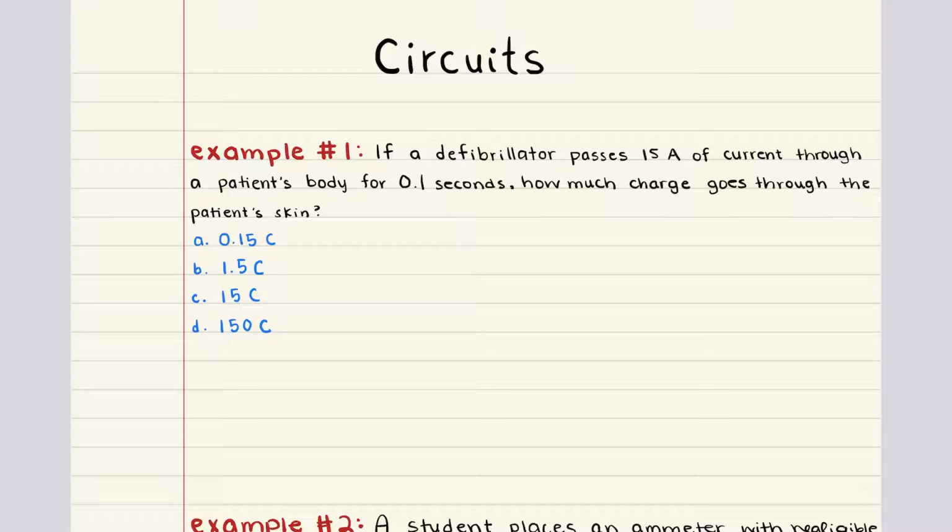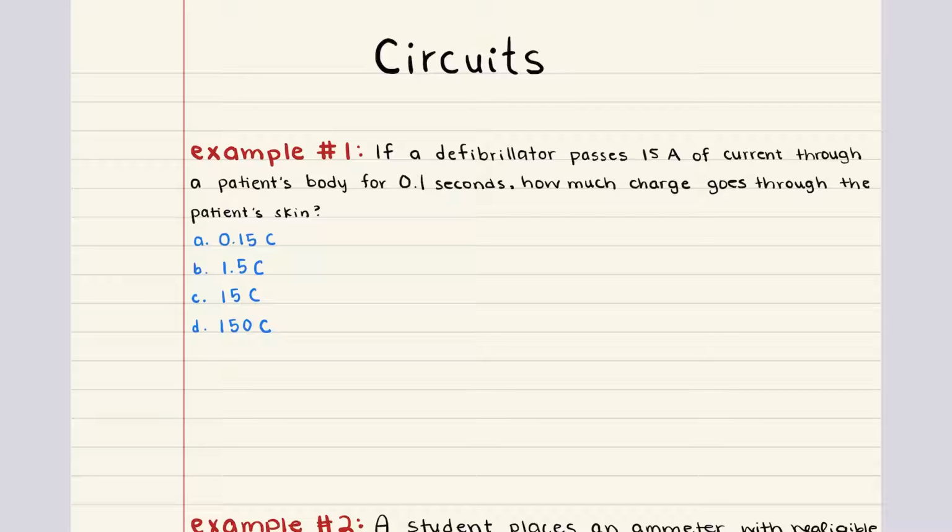Today we're going to be tackling a practice problem set that relates to our lecture on circuits. Let's go ahead and get started with problem number 1. Problem number 1 says, if a defibrillator passes 15 amperes of current through a patient's body for 0.1 seconds, how much charge goes through the patient's skin?